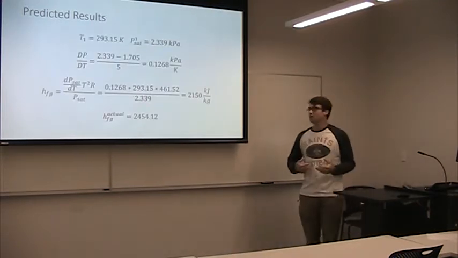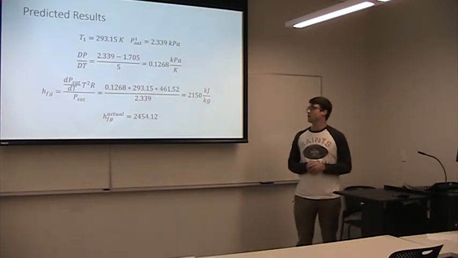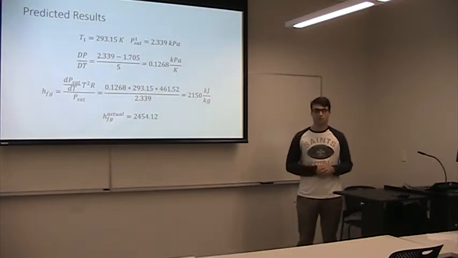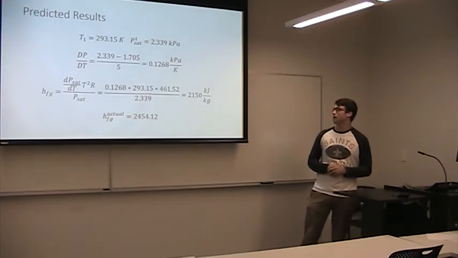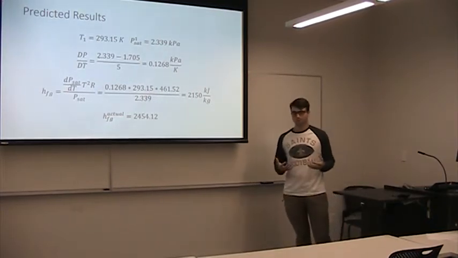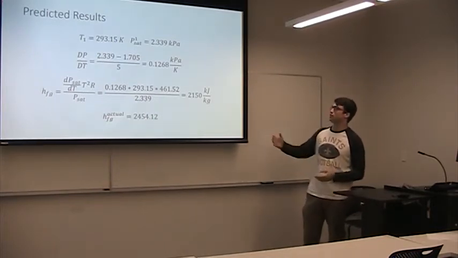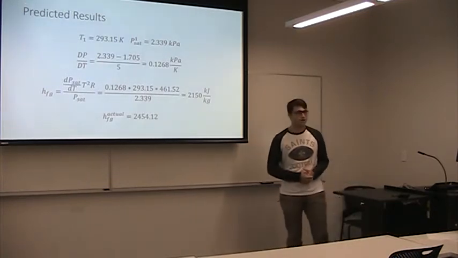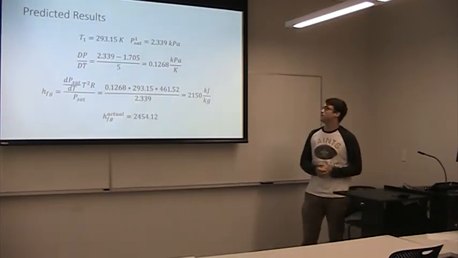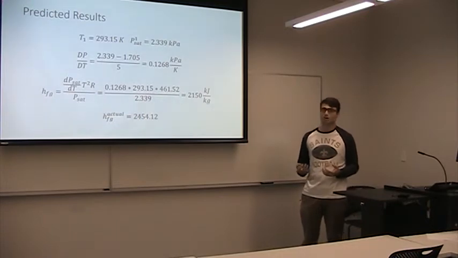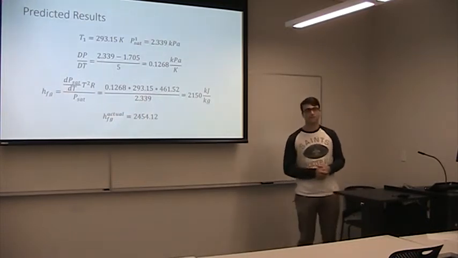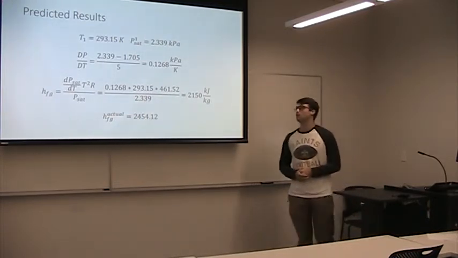So in order to get an idea what our results are going to look like, pick three different points from the steam tables and try to predict what the equation would give us for each one. So in order to do this, the first temperature I picked was 293 Kelvin, and its corresponding saturation pressure, which is 233.9. This came from the steam table.